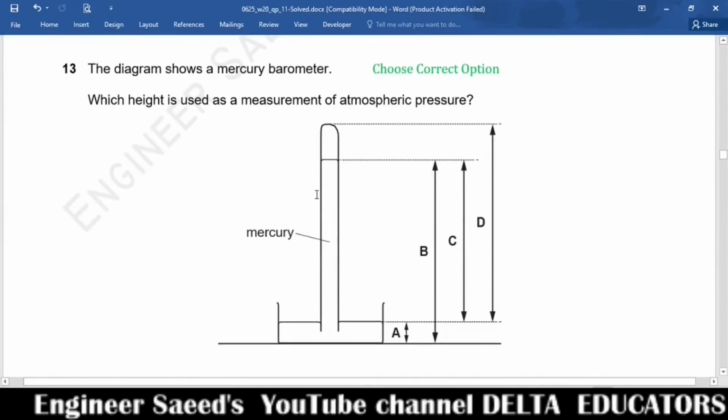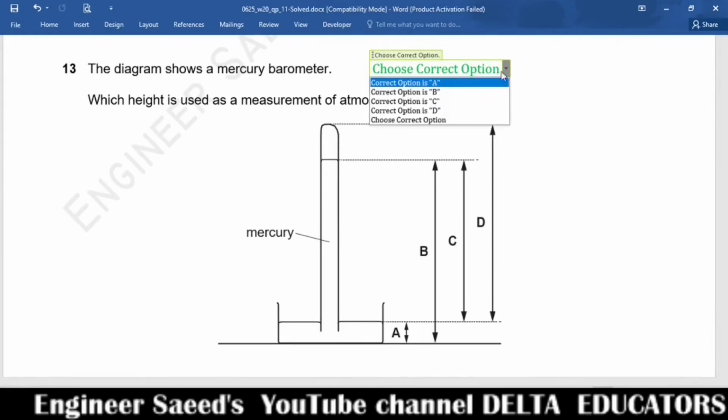Question number 13. The diagram shows a mercury barometer, whose height is used as a measurement of atmospheric pressure. To find the atmospheric pressure, we have to consider the height of the mercury from the surface of the mercury in the beaker to the height of the mercury in the barometer. Means here we have to consider the height from this point to this point. From this point to this point, it is shown in option C. So here our correct option will be option C.